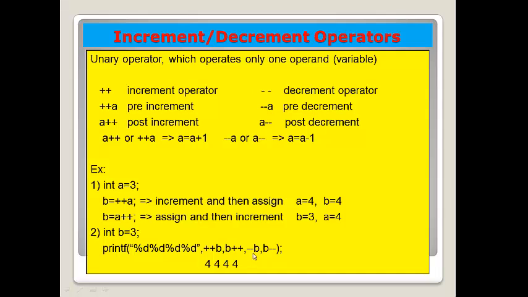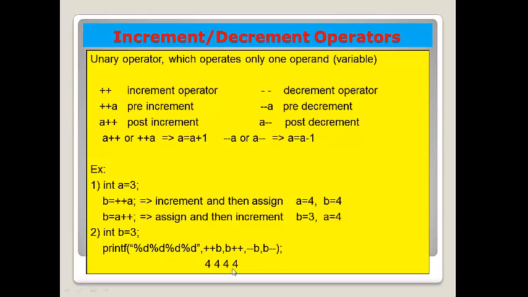Next is decrement, minus minus b. The b value is now 5, because in the second b plus plus, first print, then increment. Now pre-decrement: the b value decreases by 1 first, then print. So 5 decreased by 1 means 4. So the b value is 4, then print. So display 4. And next b minus minus, it is a post decrement.